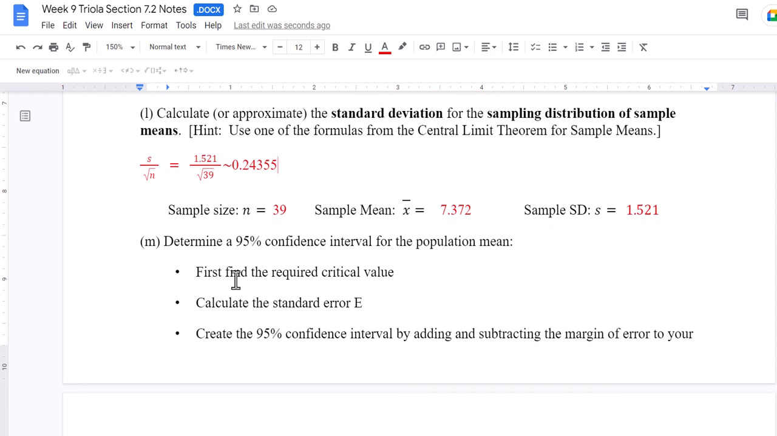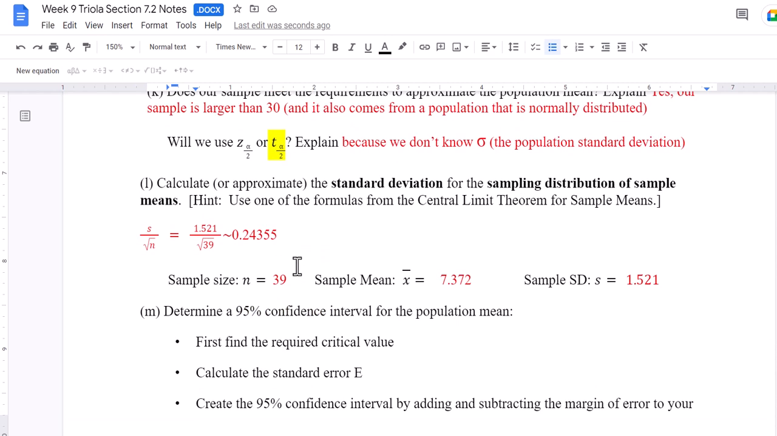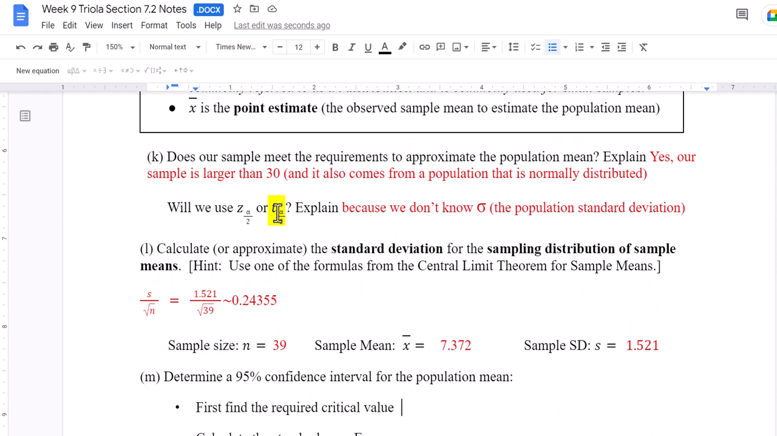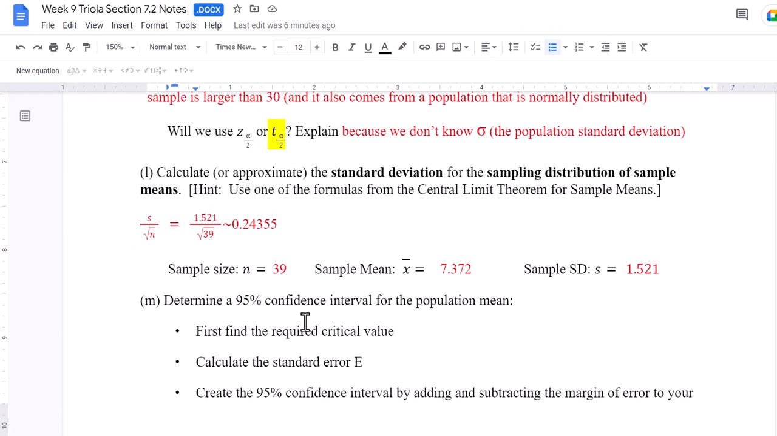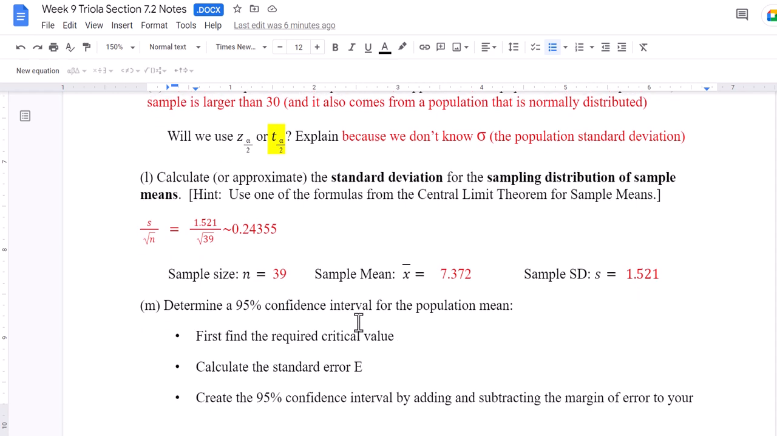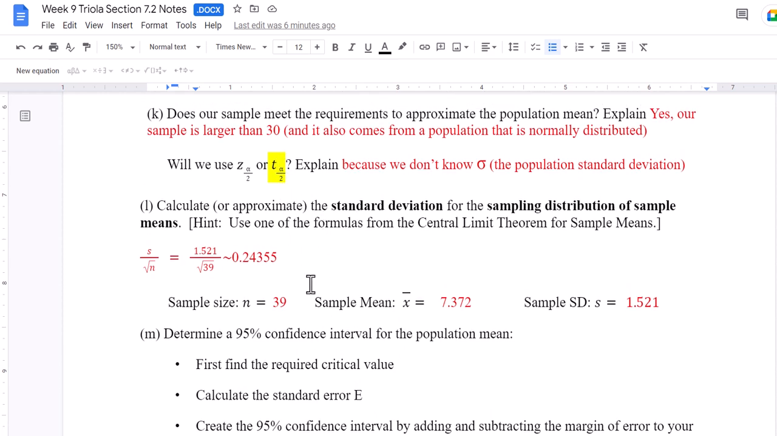the standard error, we first need to find the required critical value to determine a 95% confidence interval for the population. So we need to find the required critical value, which is t sub alpha over 2. So how do we find that? We're going to find it the same way that we did for a proportion. We need to figure out alpha and our alpha over 2, right? We need t sub alpha over 2.